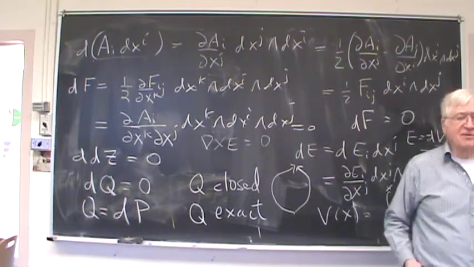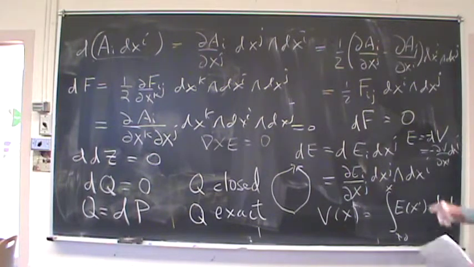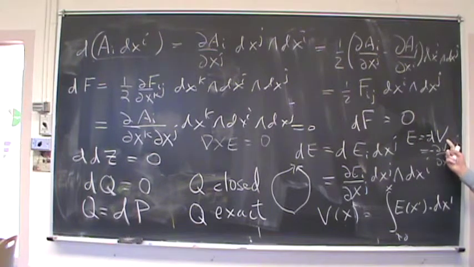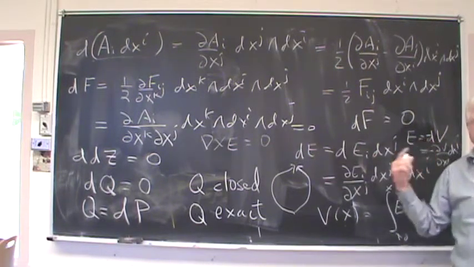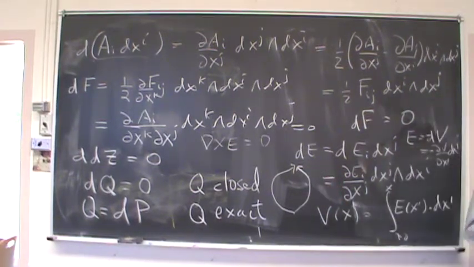So I think that's all I'm going to say about forms. E is exact? Yes, if you can write E as dV, it's exact. But it's also closed, because dE is 0, and dE is 0 whenever B dot vanishes. Okay.